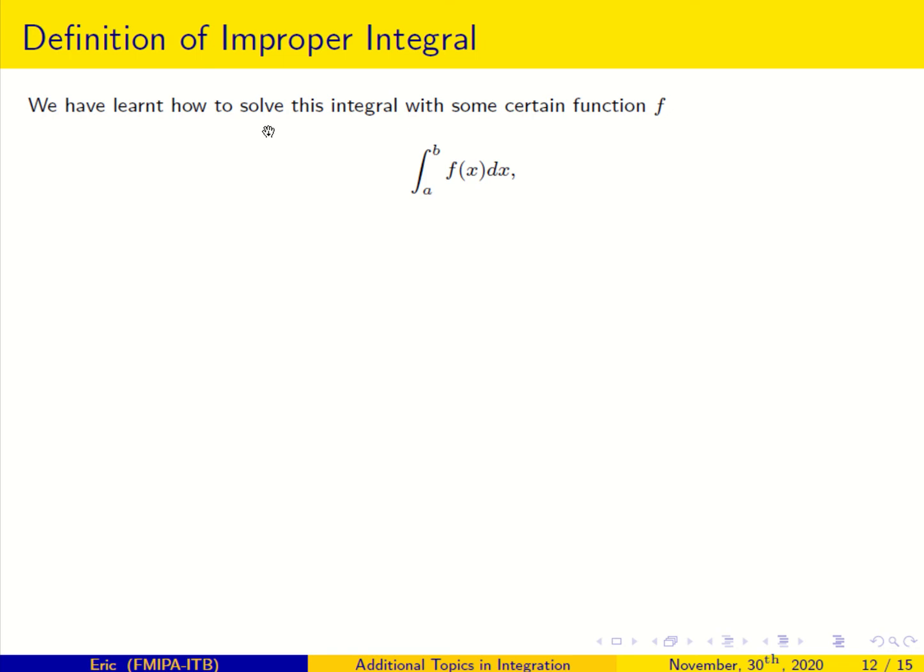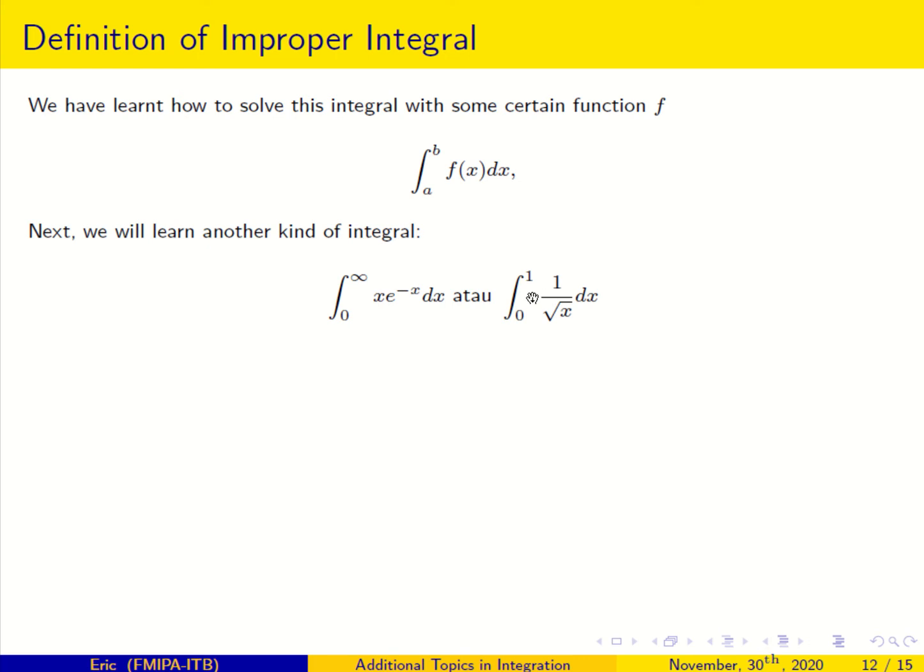So we have learned how to solve integral with some certain function f. Okay, this one. Next we will learn another kind of integral, that is this one. Why is this called improper? Because the boundary is getting larger and larger. Okay, infinite. If you have minus infinity or infinity in your integral, that is what we usually call type 1 improper integral. Improper integral type 1.